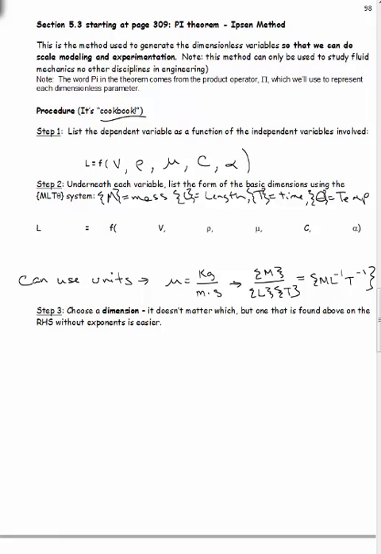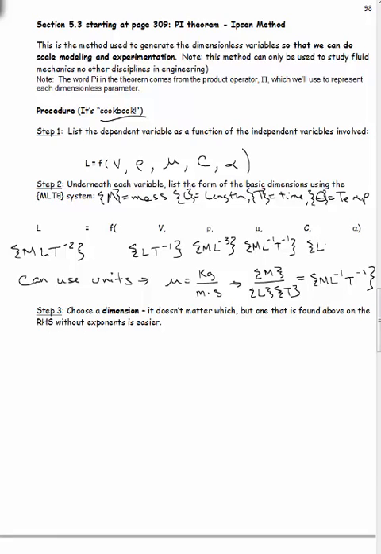Okay. So same thing with lift. Lift would be newtons, which is mass times acceleration, kilograms times meters per second squared. So kilograms is mass, times meters is length, per second squared, T to the minus 2. Okay. Do that for all your variables. Velocity is meters per second, L T^-1. Rho is kilograms per meter cubed, M L^-3. Mu we just did: M L^-1 T^-1.